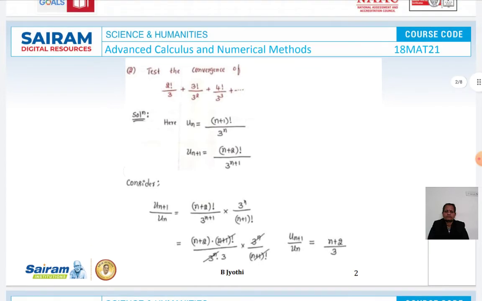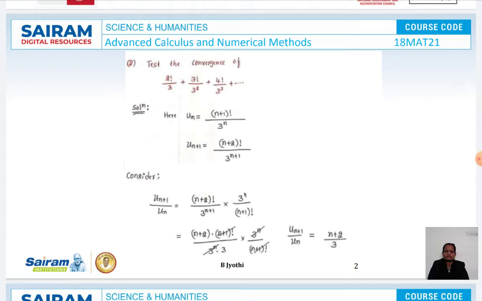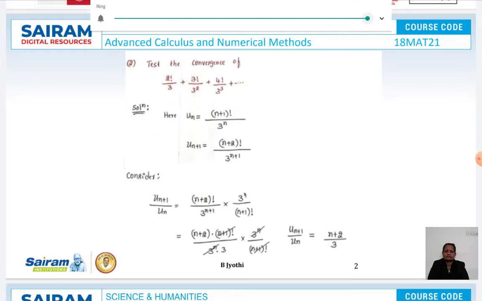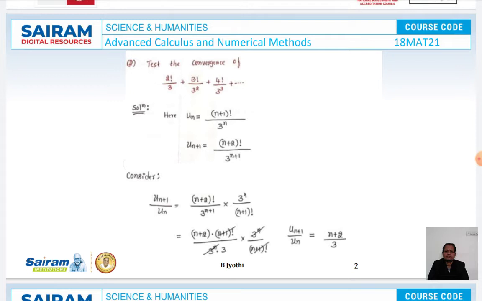That will be (n plus 2) factorial divided by 3 power n plus 1 into 3 power n divided by (n plus 1) factorial. Now we'll cancel it by writing (n plus 2) factorial as (n plus 2) into (n plus 1) factorial and 3 power n plus 1 as 3 power n into 3. Cancelling 3 power n and 3 power n and also (n plus 1) factorial and (n plus 1) factorial, we get un plus 1 divided by un as (n plus 2) divided by 3.